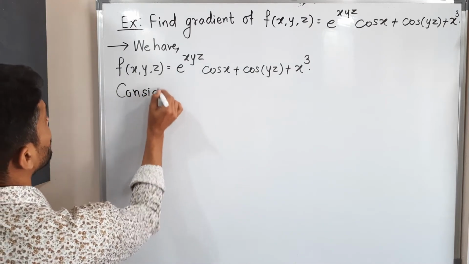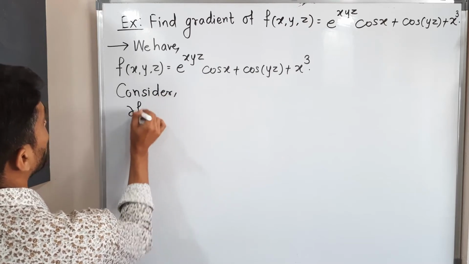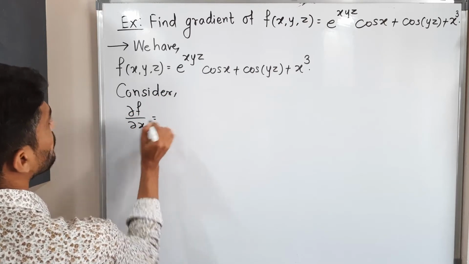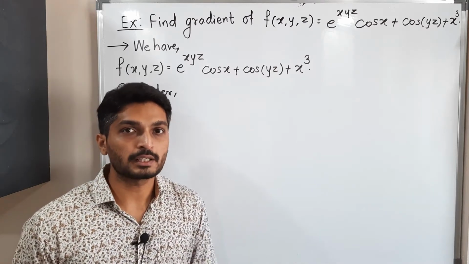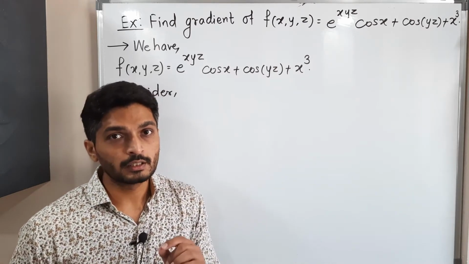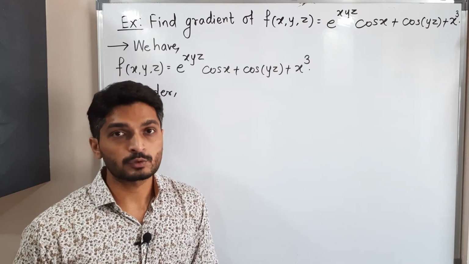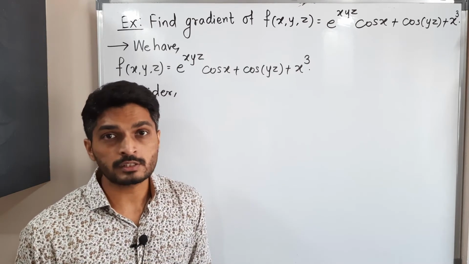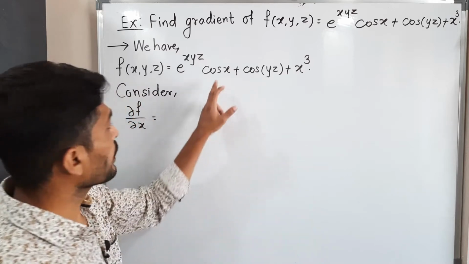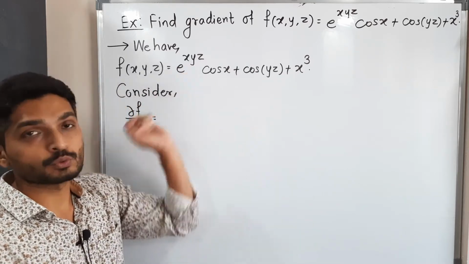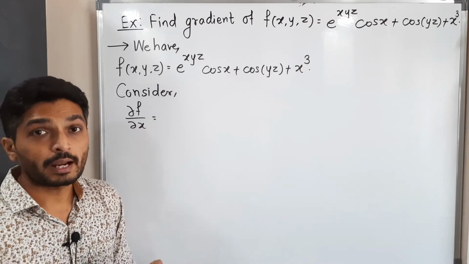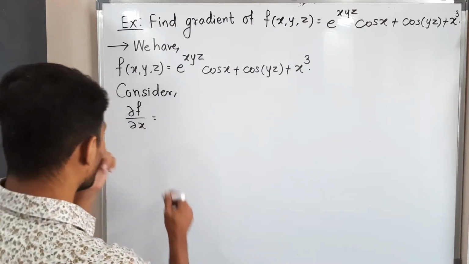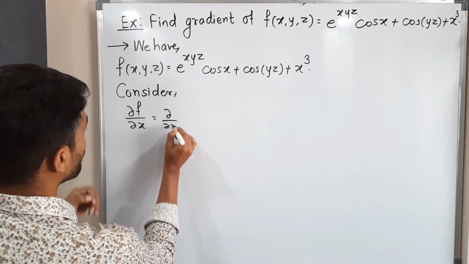Consider del f by del x, the derivative of f with respect to x. You know that addition is there, so we have to take separate derivatives, and we are taking the derivative with respect to x. So y and z are constants for us. Cos x is a function of x and e raised to xyz is also a function of x, and multiplication is there. So we have to use the u into v formula to find its derivative.